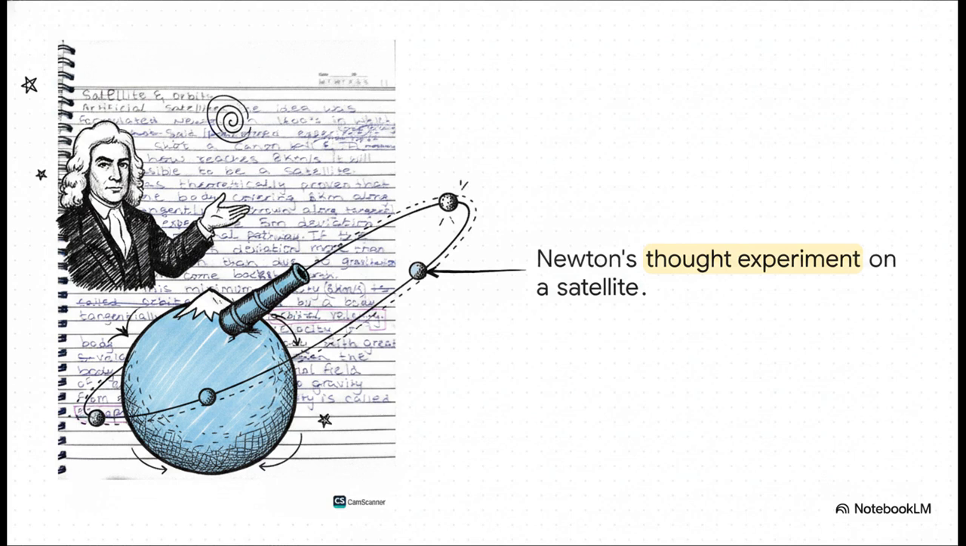Imagine shooting a cannonball off a mountain, perfectly parallel to the ground. It travels forward, but gravity pulls it down, so it eventually hits the Earth. But what if you shoot it so incredibly fast that as gravity pulls it down 5 meters, the curvature of the spherical Earth also drops away by exactly 5 meters? The cannonball would be constantly falling, but the ground would just keep curving away from it. It would never hit the ground. It would become a satellite.